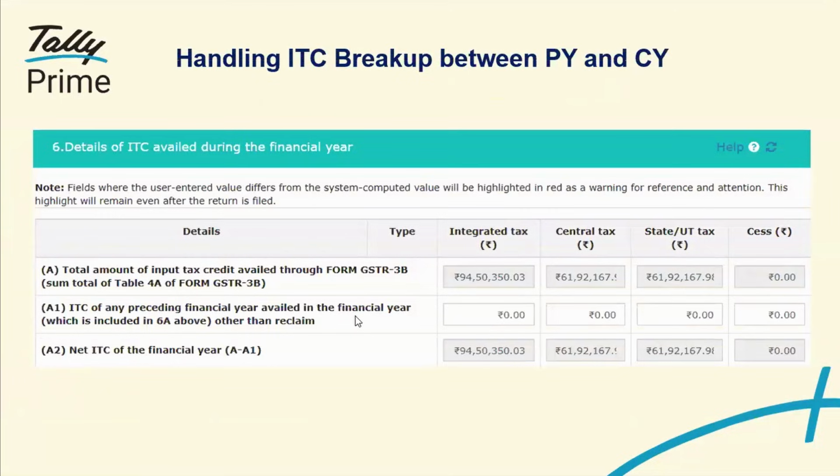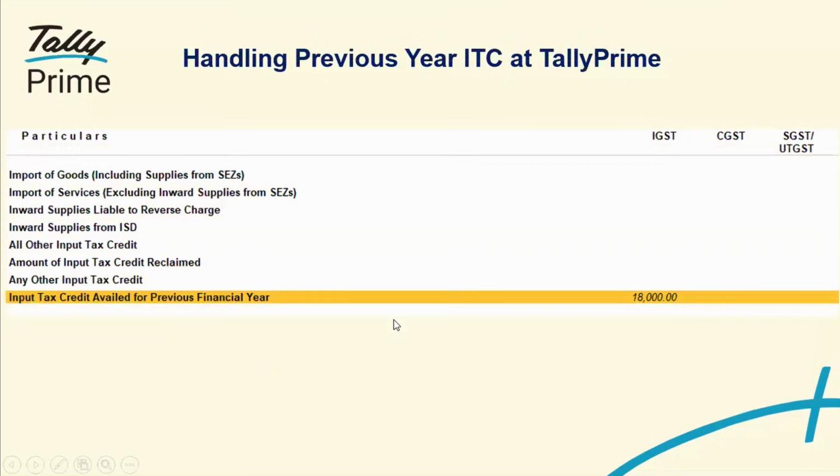Latest, table 6. In this table 6, on the bottom part, it is bifurcated into two things. One is 6A, which is bifurcated into three items: 6A, 6A1, A2. In A1, they are saying ITC of any previous financial year availed in a financial year other than the reclaim. So this information is also available in our Tally annual computation. We have this input tax credit availed for previous financial year. Value is available here.